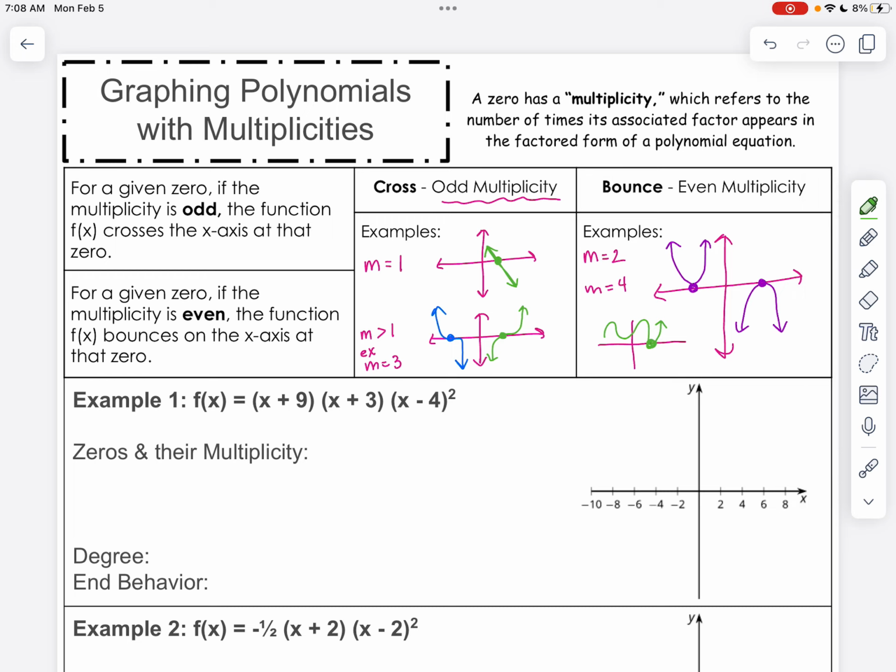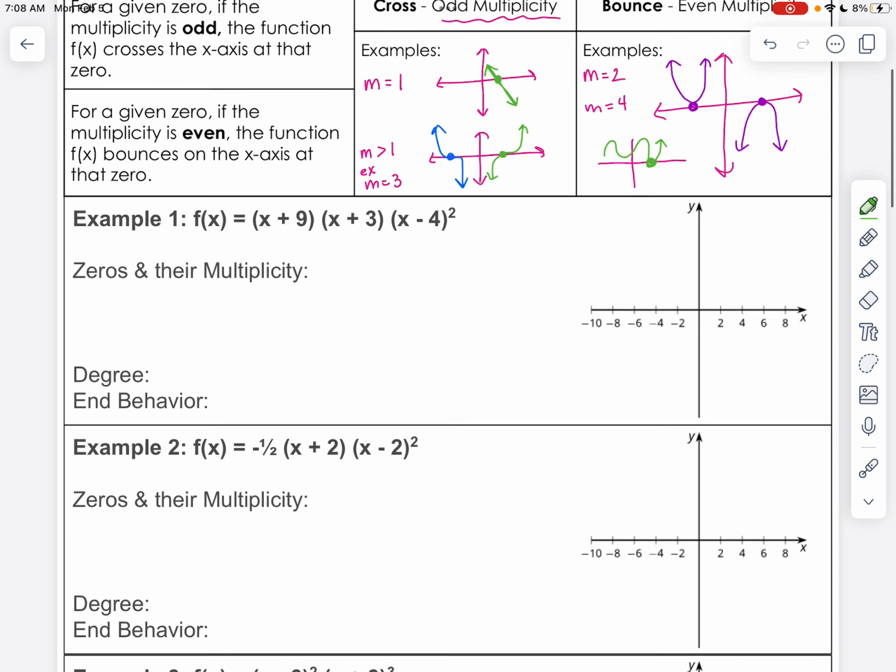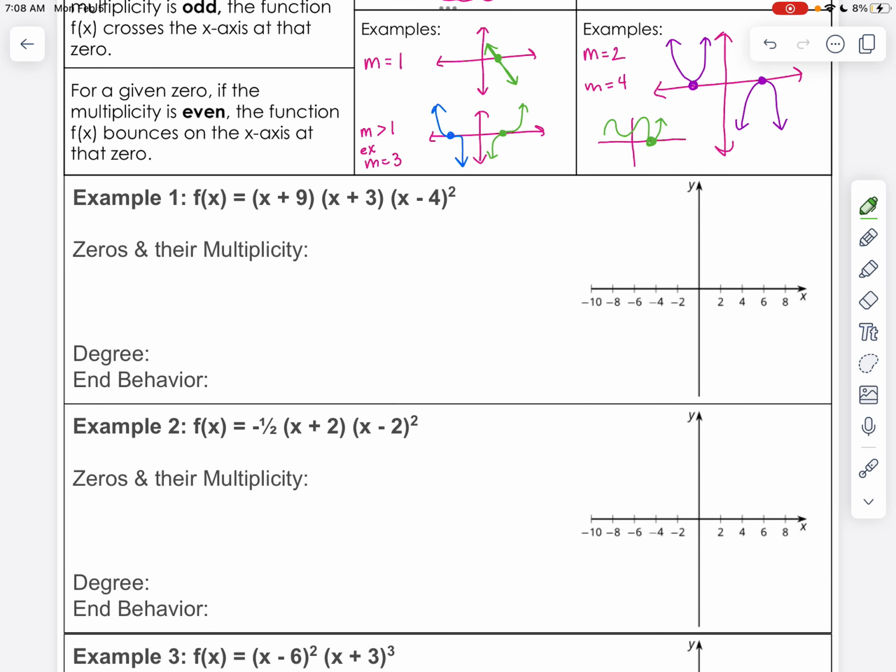So let's actually try some of these. Example 1: f of x equals x plus 9 times x plus 3 times x minus 4 squared. And right here, that x minus 4 squared. Remember, when something's squared, that means I'm multiplying it by itself 2 times, so x minus 4 times x minus 4. The way that this is written with that exponent of 2 tells me the multiplicity of this factor.